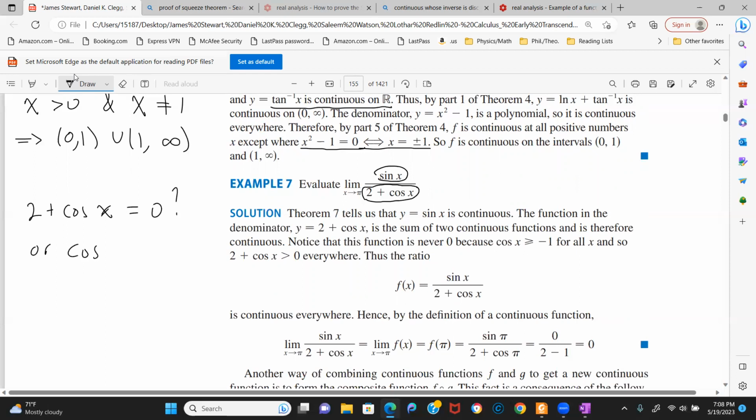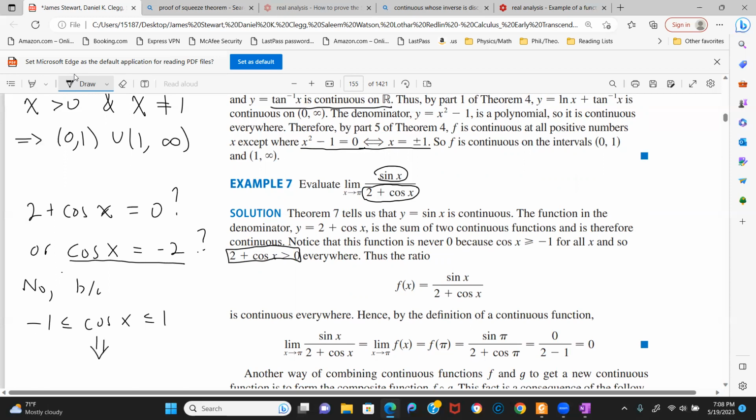Or this is equivalent to cosine of x being equal to -2. Is this possible? No. Because we know that cosine and even sine is bound between 1 and -1. So there does not exist an x such that cosine of x is equal to -2. So actually in this case, there's no problem. This number in the denominator is always going to be positive.